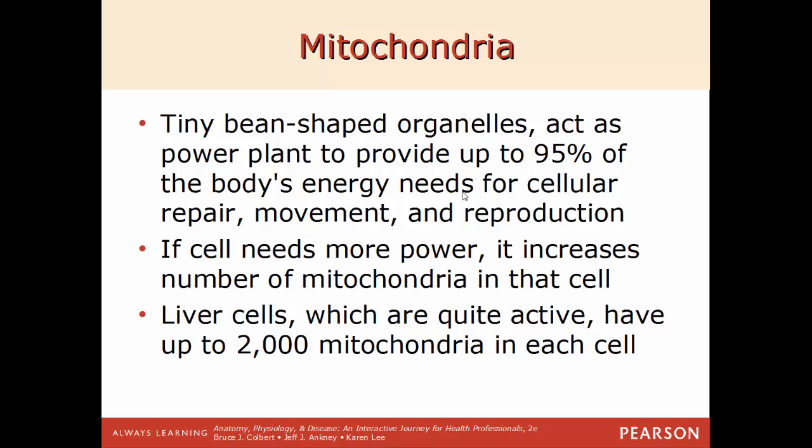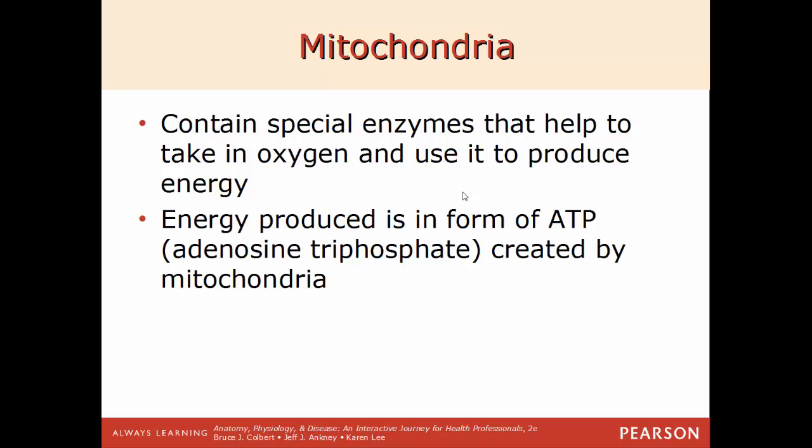Another example would be cells in the liver. Because your liver is so vital and so important, it remains pretty active on a daily basis. So you'll find up to 2,000 mitochondria in each liver cell. Within the mitochondria, you'll find very special enzymes that help take in oxygen and use that to produce energy. Now this energy is produced in the compound we've already talked about before, ATP, adenosine triphosphate. So it's the mitochondria that help make ATP.